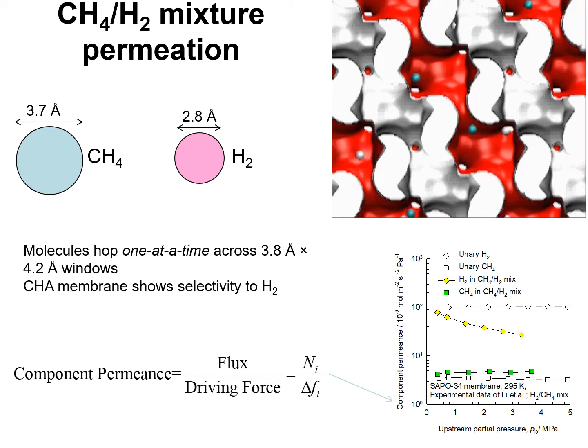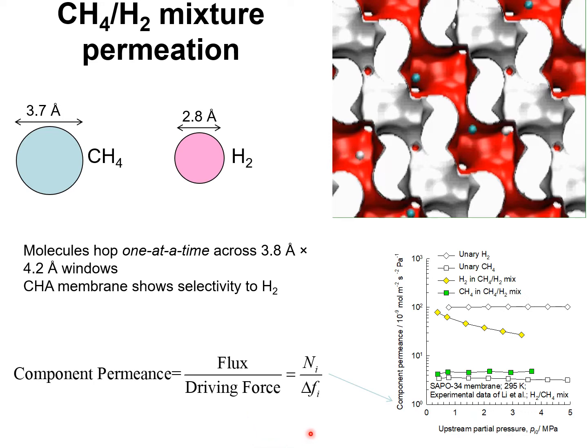And the mixture permeation characteristic is described by a combination of diffusion and adsorption. The adsorption selectivity favors methane, but the diffusion selectivity is significantly higher in favor of hydrogen.